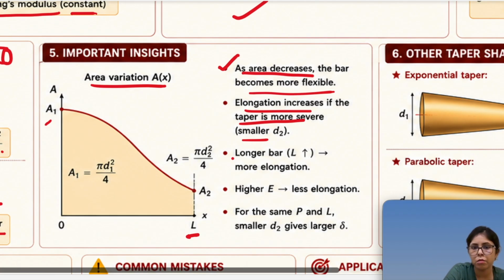Longer the bar, more the elongation. Higher E, less elongation. With more modulus of elasticity, elongation will be less, because it has more of the quality of elasticity. That means it can come back to its original shape and size easily, right? And for the same P and L, smaller d2 gives larger deformation. If you just see this from the equation PL upon AE, you can see smaller d2, larger deformation.